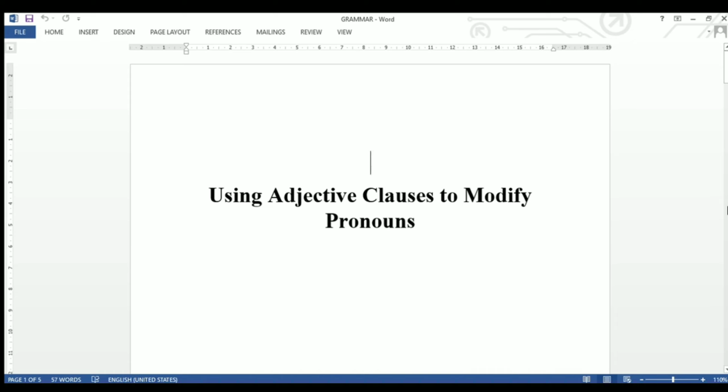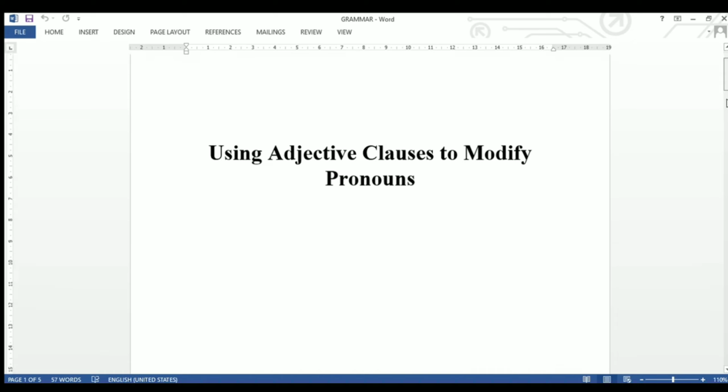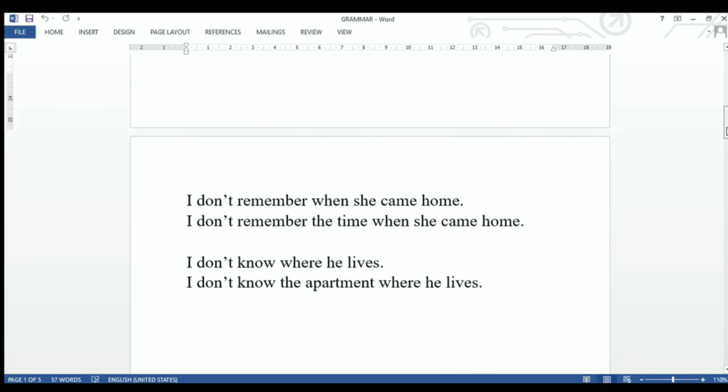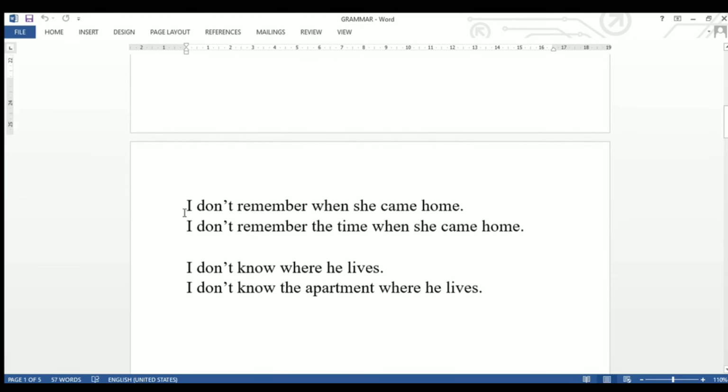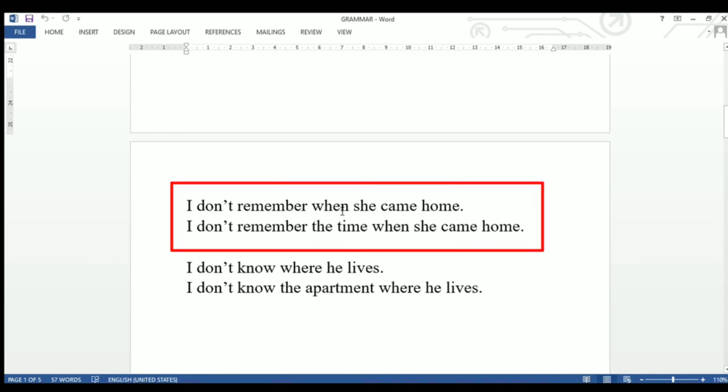Okay, before we start, let me give you a little exercise here. I don't remember when she came home. I don't remember the time when she came home. Look at this example. I is the subject. Remember is the verb. When she came home is the object of the verb remember. Okay, let me highlight it first.